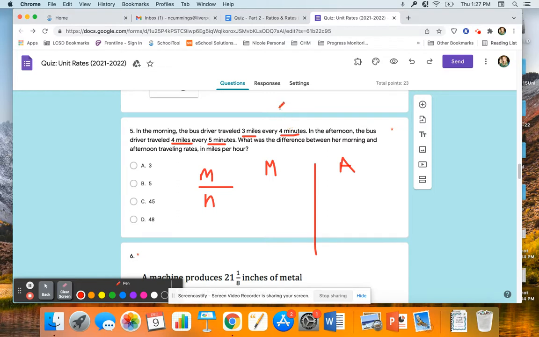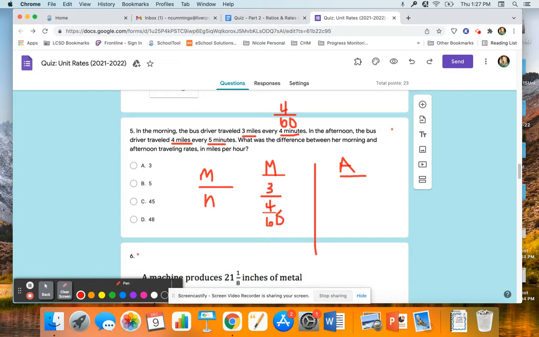Minutes, you have how many minutes are in an hour? Well, that's 60. So you have to change these minutes to an hour, and you can do that by writing 4/60. And you can do that same thing to the 5 minutes here. You can write 5/60. So then for the morning, the bus driver is traveling 3 miles in 4 out of 60 minutes.